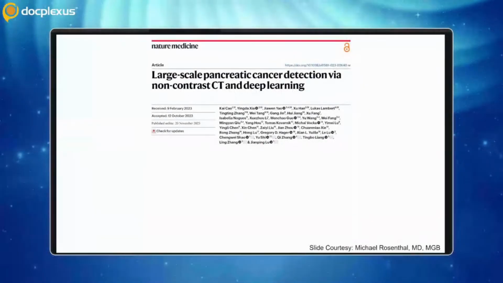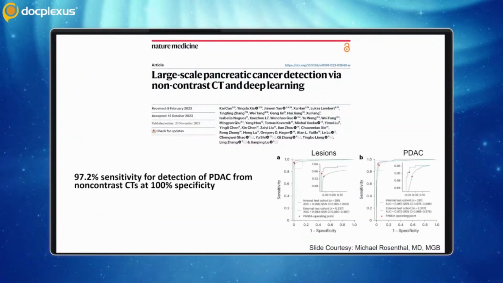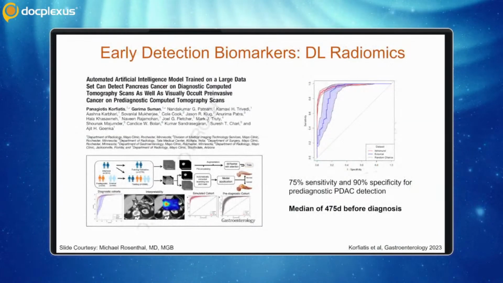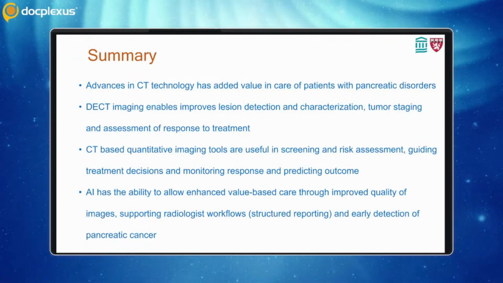There is increasing data emerging on the role of deep learning methods in early detection of pancreatic cancer. I know I rushed through the last slides a little bit, so basically I want to summarize. Advances in CT technology have added value in care of patients with pancreatic disorders. Dual energy CT enables improved lesion detection, characterization, tumor staging, and assessment of response. CT-based quantitative imaging tools are useful in screening and risk assessment, guiding treatment decisions and monitoring response.